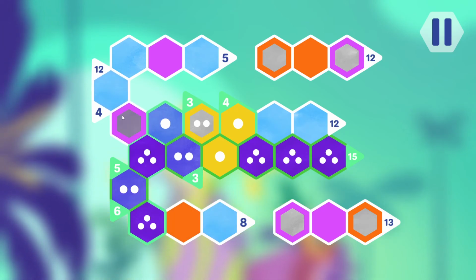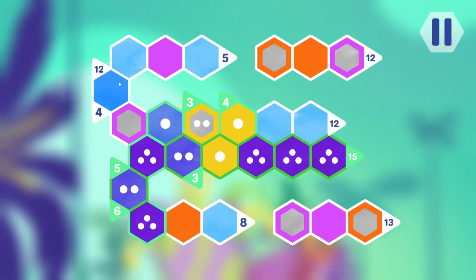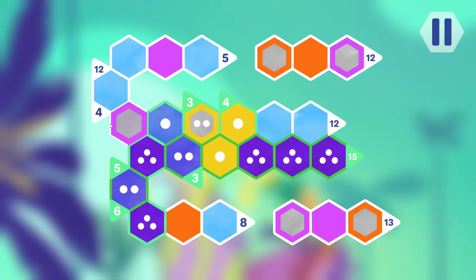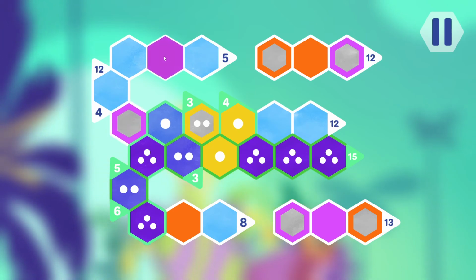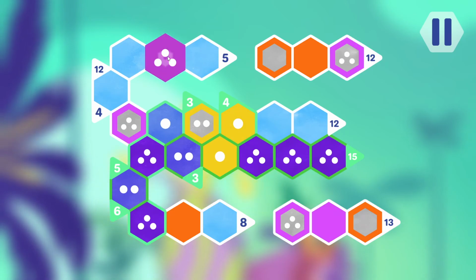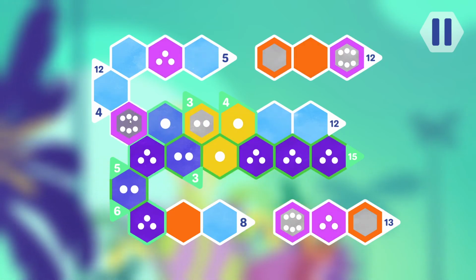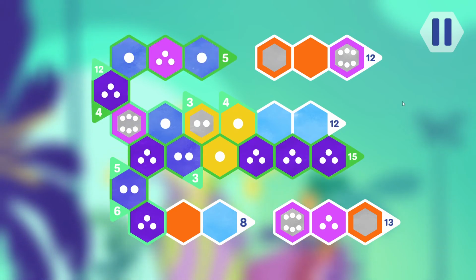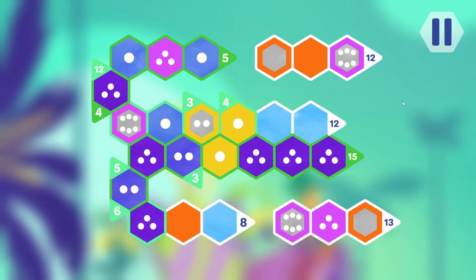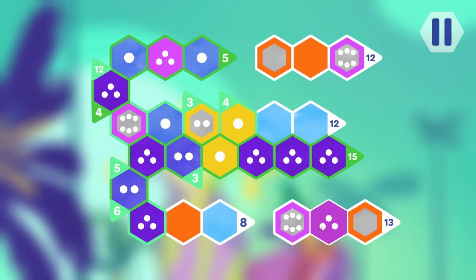Let's look at this 12. Since we have 3 and maximum for this cell is 3, then this cell is supposed to be at least 6. And we have only 2 purple cells, so both of them supposed to be 3. And we're done with purple. So it's 9, we have 3 here, 1 left, 4 here, 1 left. Nice.